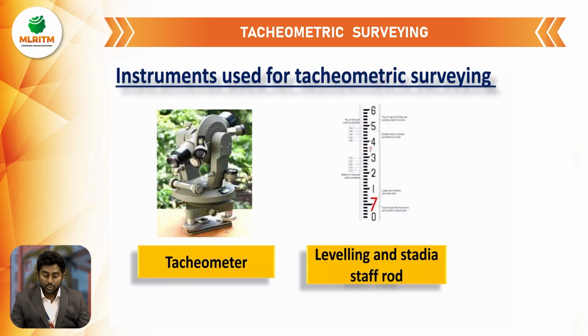Next, the instruments used for tacheometric surveying. What instruments are required for leveling on the ground surfaces? First, we need the stadia, the staff rod, and the tacheometric instrument. The instrument has foot screws to fix the bottom of the instrument, and a spirit level tube fixed to it. The spirit level tube is used for leveling the instrument on the tripod stand.